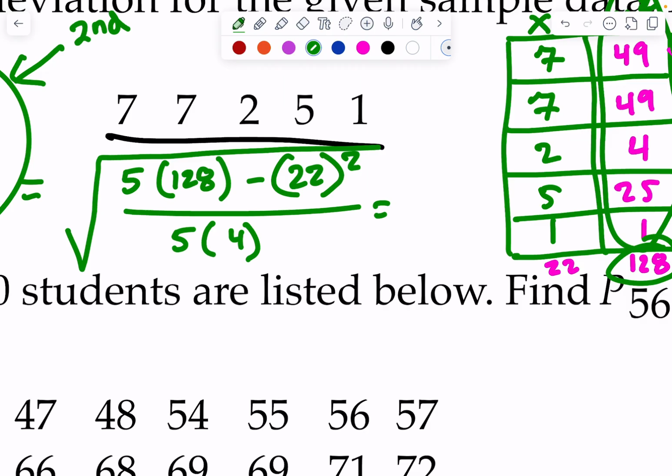The square root, the square root of 5 times 128 minus 22 squared.